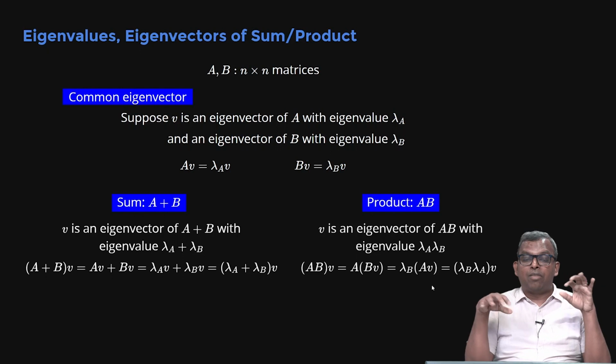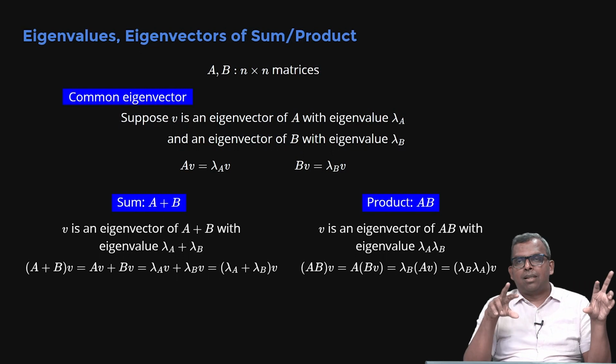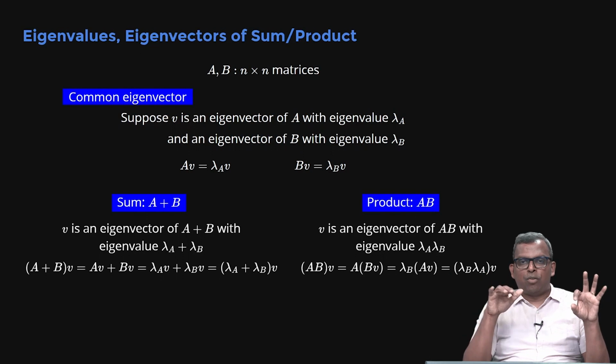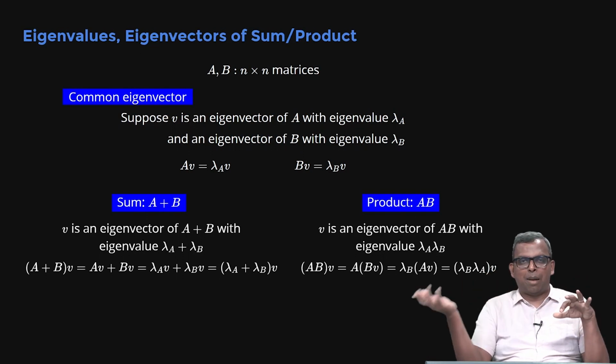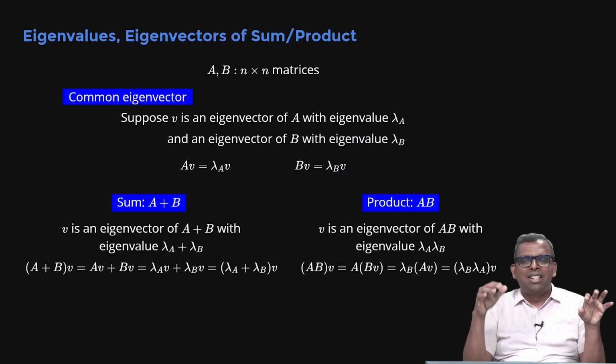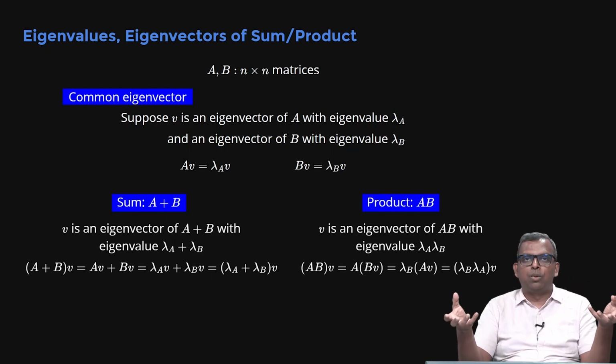In fact, I've said sum and product here, but you can compose them in so many ways. You can do, for instance, A plus A square B. If you hit it with V, V will become an eigenvector of that with eigenvalue lambda A plus lambda A square lambda B, right? So for any algebraic relationship with A and B, if I have a common eigenvector, which is very important, this V will remain invariant, and the corresponding algebraic combination will give you the eigenvalue. The V itself will be the eigenvector. I hope you see this.